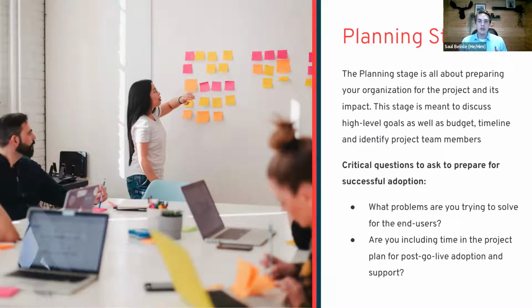But this is all about internal alignment around goals such as what is your budget? What's your timeline? What is the scope of the project, as well as who on your internal staff can serve as project team members, either as testers or as subject matter experts? Who can you dedicate to the project for the entire timeline? This is a very early stage of the project, but even at this time, there are two questions that you can already be asking to focus on adoption.